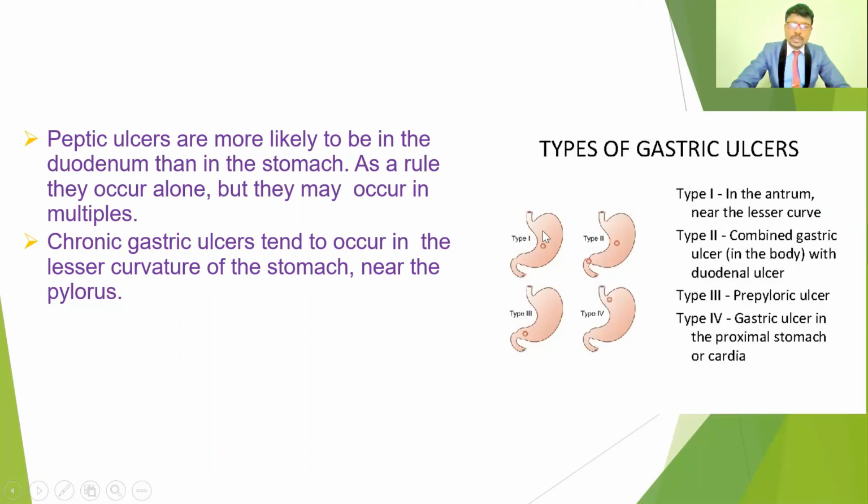So type 1 is the lesser curvature. Type 2 is the combination of the lesser curvature and duodenal ulcers. Type 3 is pre-pyloric. Type 4 is the proximal stomach. These are the four types of gastric ulcers.